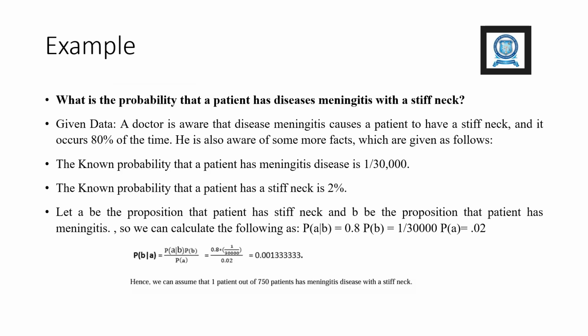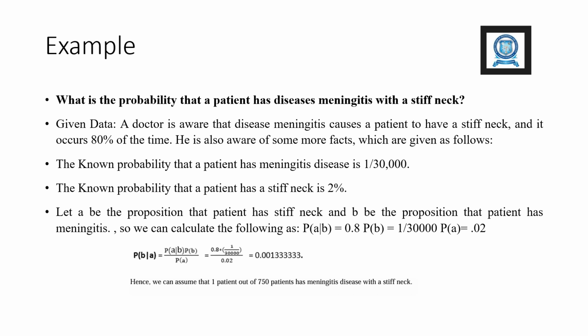Here I have explained one example. What is the probability that a patient has the disease meningitis with a stiff neck? Here the given data is: a doctor is aware that the disease meningitis causes a patient to have a stiff neck, and it occurs 80% of the time. He is also aware of some more facts which are given as follows. The known probability that a patient has meningitis disease is 1/30,000. The known probability that a patient has a stiff neck is 2 percent.